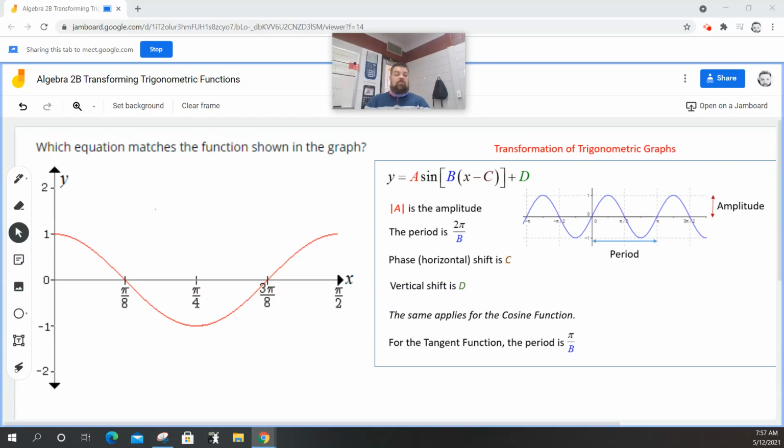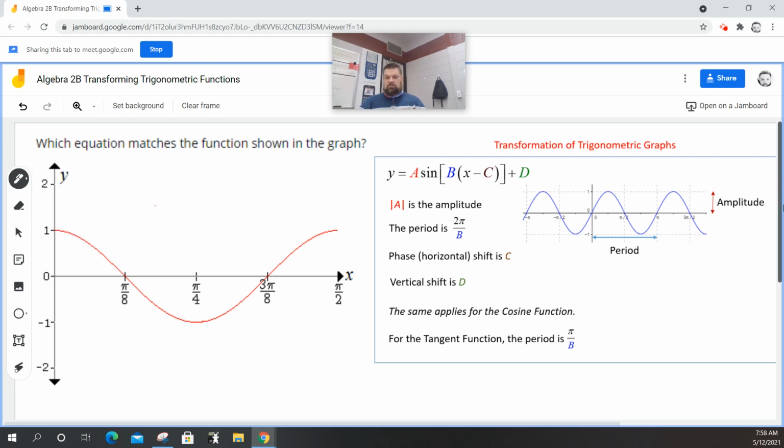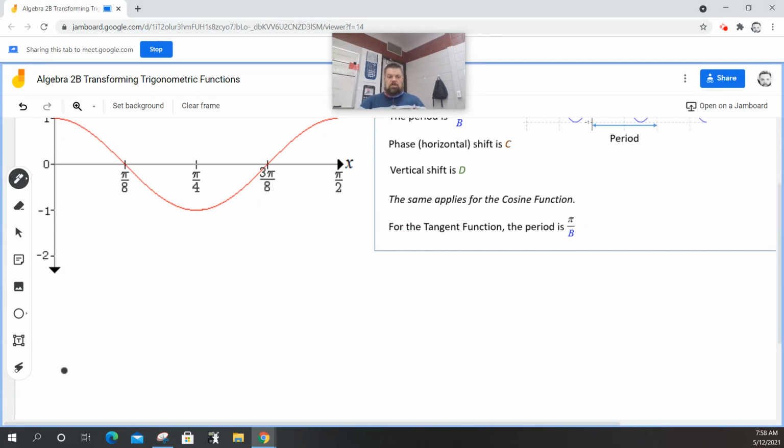All right, so now for this one, it says which equation matches the function below? Or the graph, the function shown in the graph. So this is actually cosine. So cosine, if I were to graph cosine, let me show you what cosine looks like. Cosine would look like this.